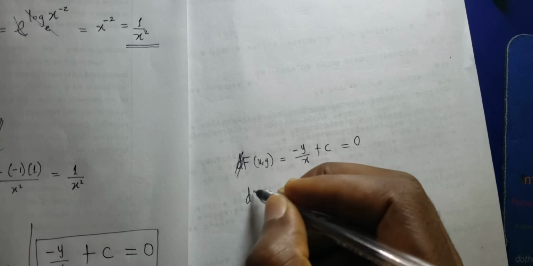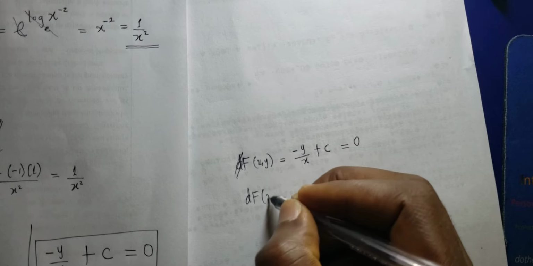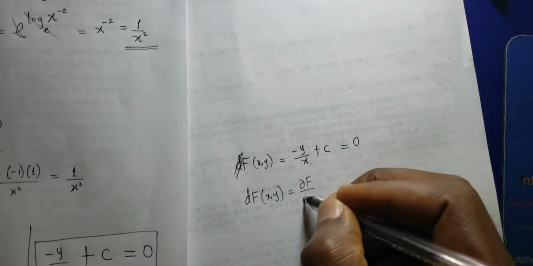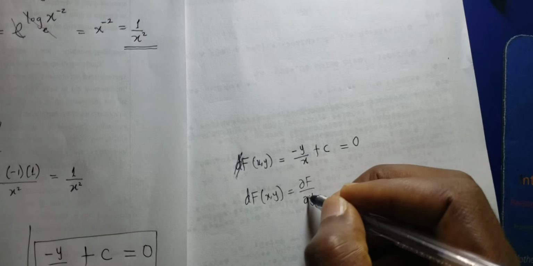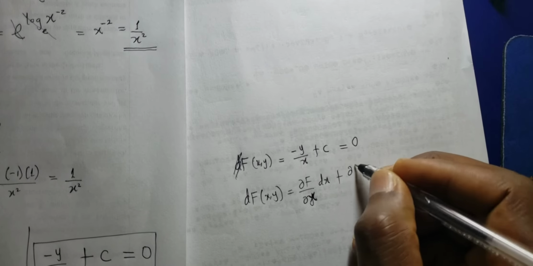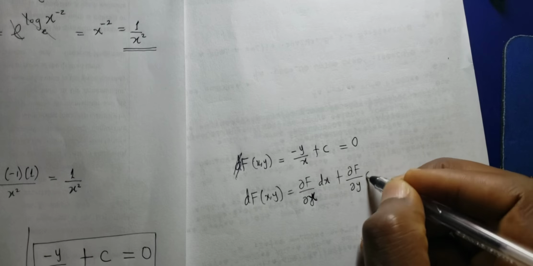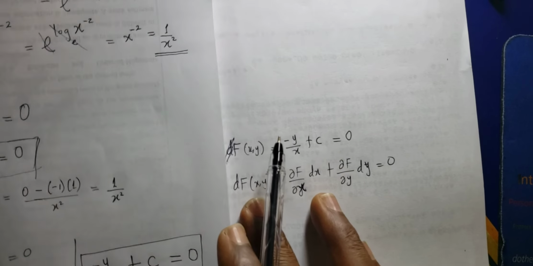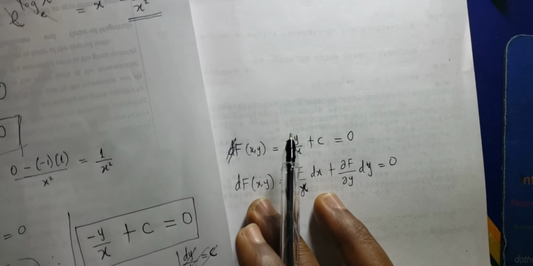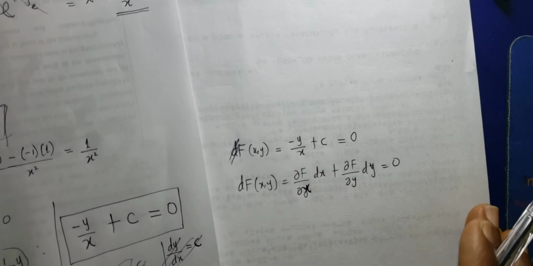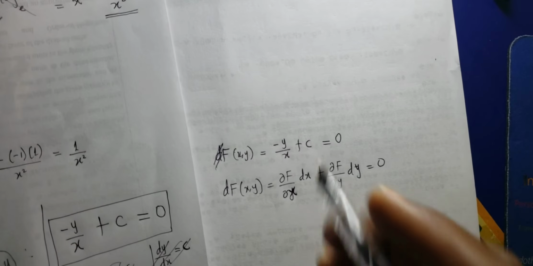Then when you take its differential, f of x, y, that's going to be ∂f/∂x dx plus ∂f/∂y dy equal to 0. But don't forget, we have solved the problem already, so I'm just playing around with this so that you know how to play around with options if you are unable to solve this kind of problem in the example and you're given an OBJ question to solve.